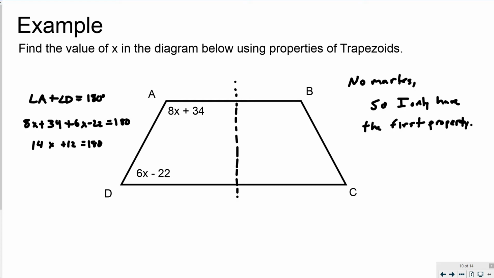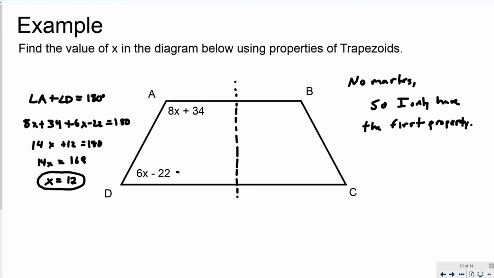So then I'm going to subtract 12 from both sides to get 14x equals 168. So then if I divide both sides by 14, I get x is equal to 12. And then I'm going to take this a step further and plug these into the formulas, the expressions I have. So 6 times 12 is 72.